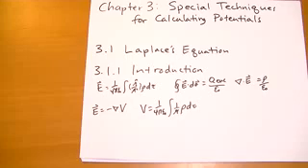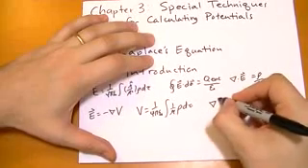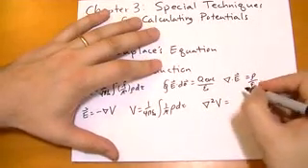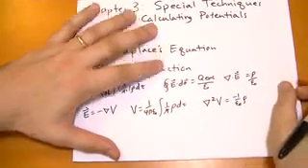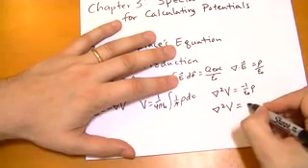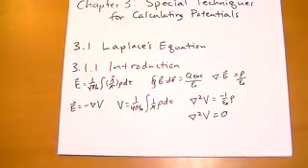Anyway, so we can use Poisson's equation, which basically says the Laplacian of the potential is just equal to negative 1 over epsilon naught times the charge density. And Laplace's equation, which basically says that in certain regions of space there is no charge, and so you can use this equation to solve for it.